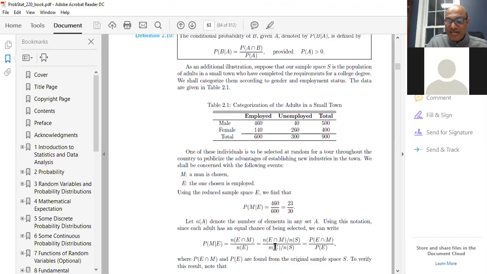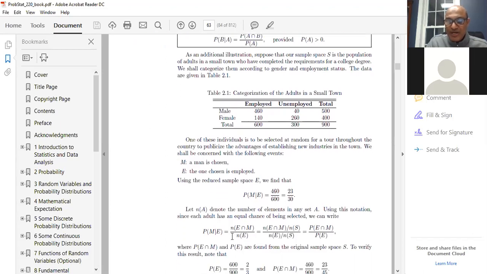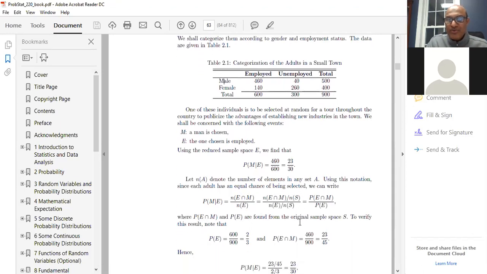Exactly the same thing is mentioned over here, whatever I explained to you. Probability of E is nothing but employed, which is 600 divided by 900. That's what is mentioned here. E intersection M means employed and male. That means 460 out of 900. So that is this one.